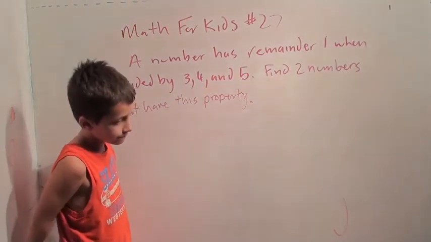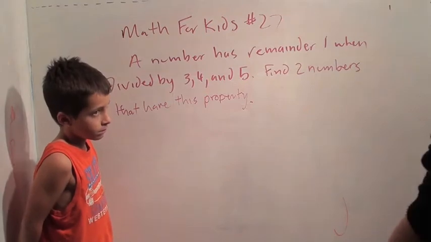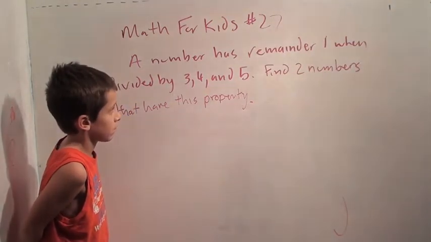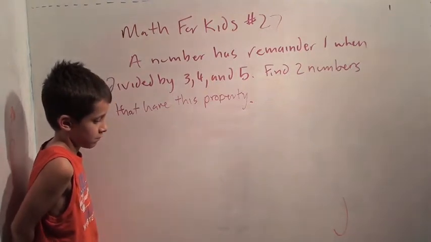You ready? Yeah. The number has remainder 1 when divided by 3, 4, and 5. Find two numbers that have this property.